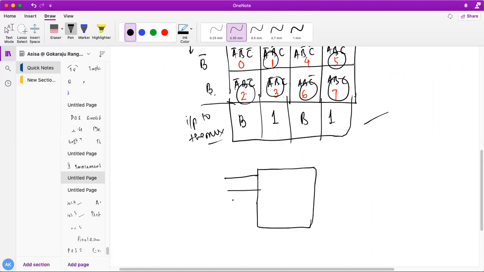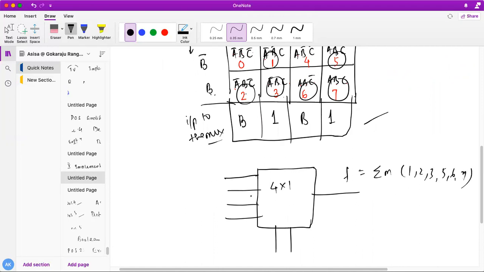So these are my 4 inputs over here, and these are my 2 select lines, 4:1, and this is my 1 output line, which is actually the function which gives me summation of m 1, 2, 3, 5, 6, 7. Okay. So finally what I will get here? I0, I1, I2, I3. This is my select line S1, S0. As I told you, this is nothing else, my AC select line. My I0 is B, 1, B, 1. Understand? This is the way you can design your 4:1 mux circuit.